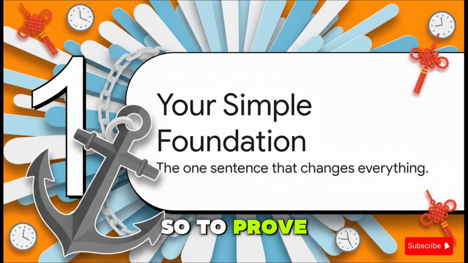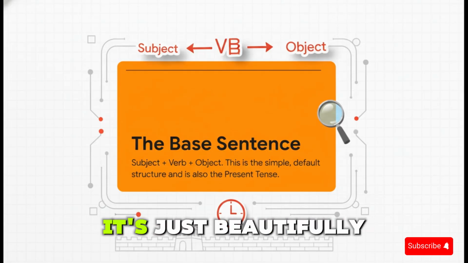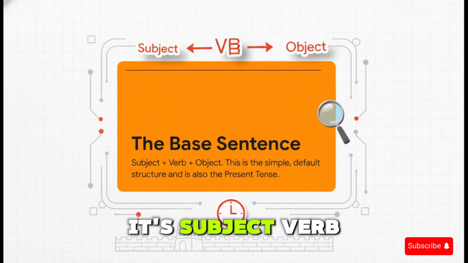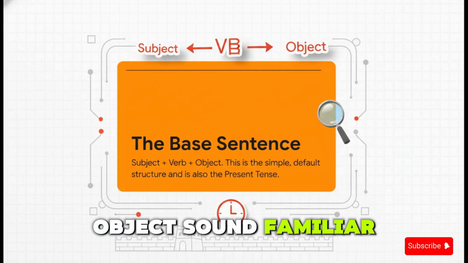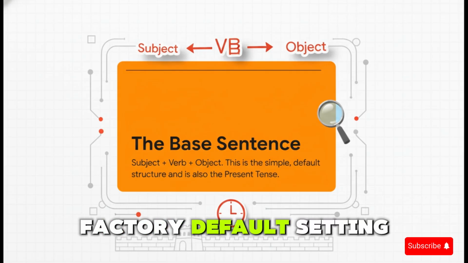Okay, so to prove just how simple this really is, we're going to build this whole thing on just one single sentence. Think of it as our home base, our anchor for everything else. So, the basic sentence structure in Mandarin is just beautifully simple. It's subject-verb-object. Sound familiar? Yeah, it's just like in English. And here's the best part, the absolute magic of it. That simple structure, with no extra words at all, that is the present tense. It's what you use for things you do all the time, like a habit. It's like the factory default setting.